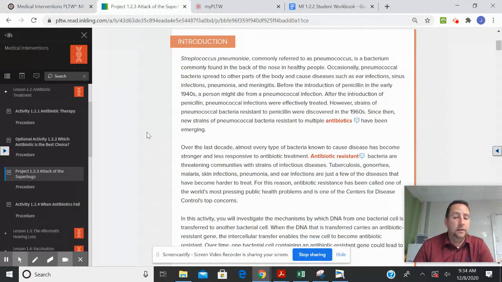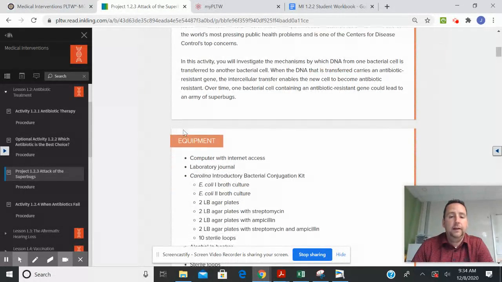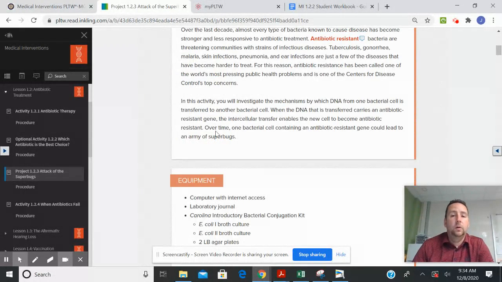I went through the notes on the last lesson, where I talked about Streptococcus and how it's become resistant to antibiotics over time. You see other types of infections that we talked about, ear infections, pneumonia, skin infections, and so on, that are becoming resistant to antibiotics. So in this lab, our goal is to look at how DNA can be transferred from one bacterial cell to another.